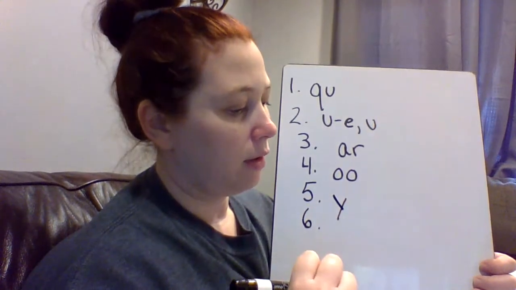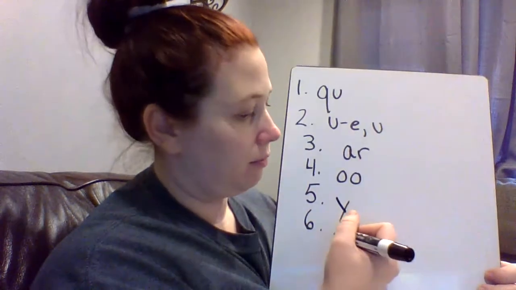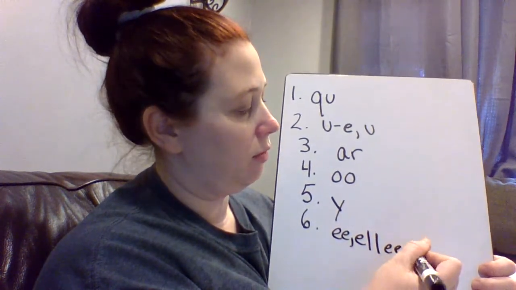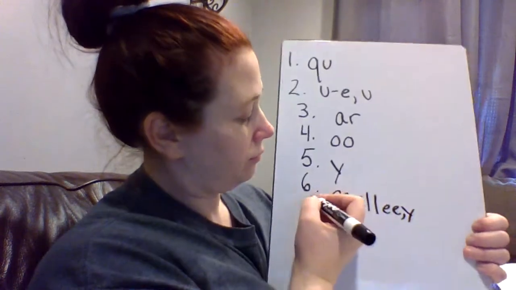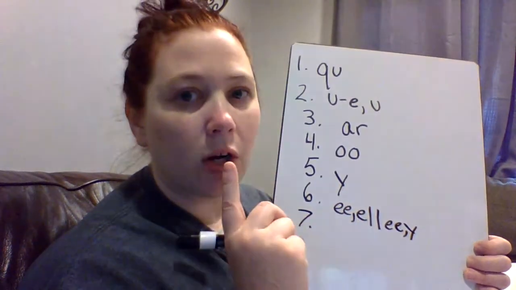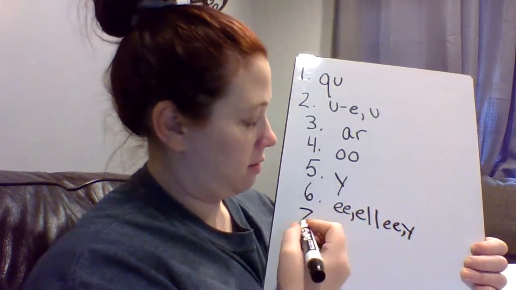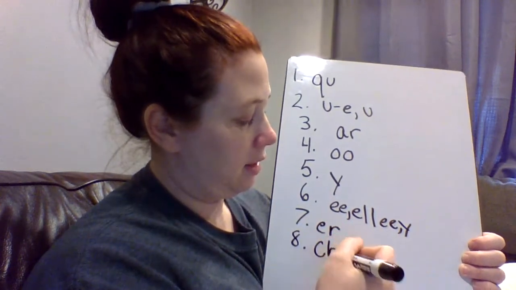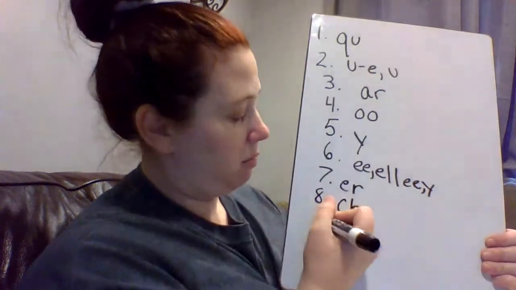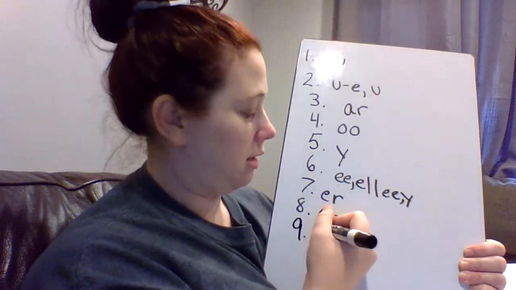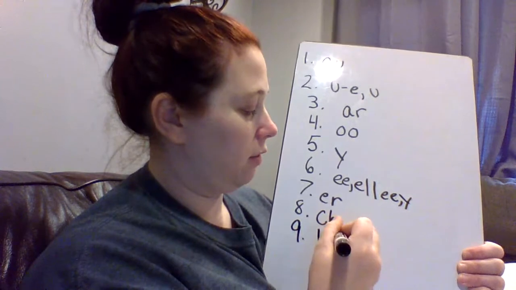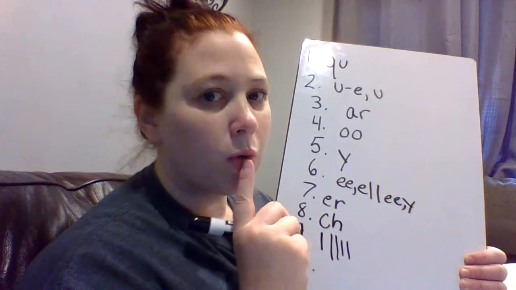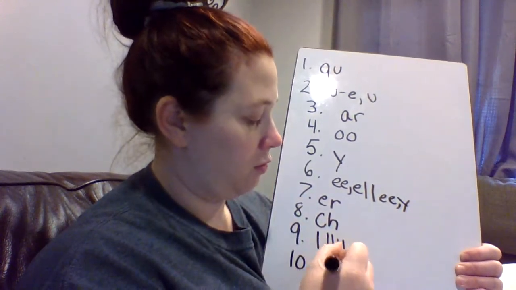Number 6, E. We have E-E, comma, E, or as final sound E-E or Y. Number 7, we have E-R. Number 8, we have Ch. C-H, write it down. Number 9, we have O, that's L, or as a final sound it could be L-L. And last, as number 10, we have oo, like tooth, and that's O-O.